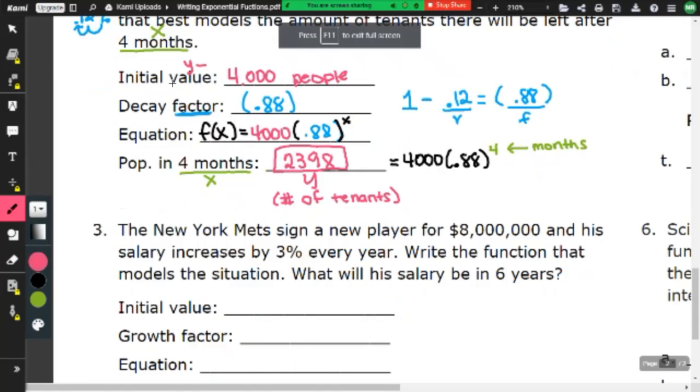You do not round with people. You cannot round up with people. Only with money.